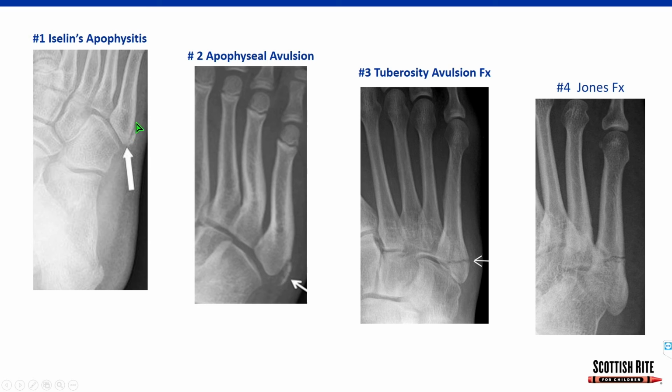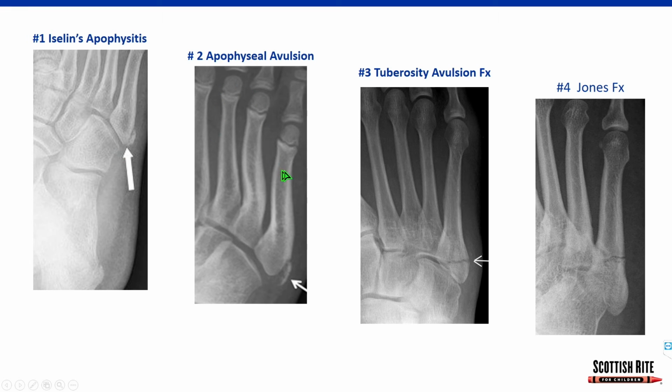So this particular patient had an insidious onset for a few weeks, has been hurting intermittently, seems to get better with rest, and comes back with activities, particularly when they play soccer, which they play 3 or 4 days a week. So this is probably going to be Iselin's apophysitis with that clinical picture, which is just inflammation. It's kind of the Osgood-Schlatter's of the foot.